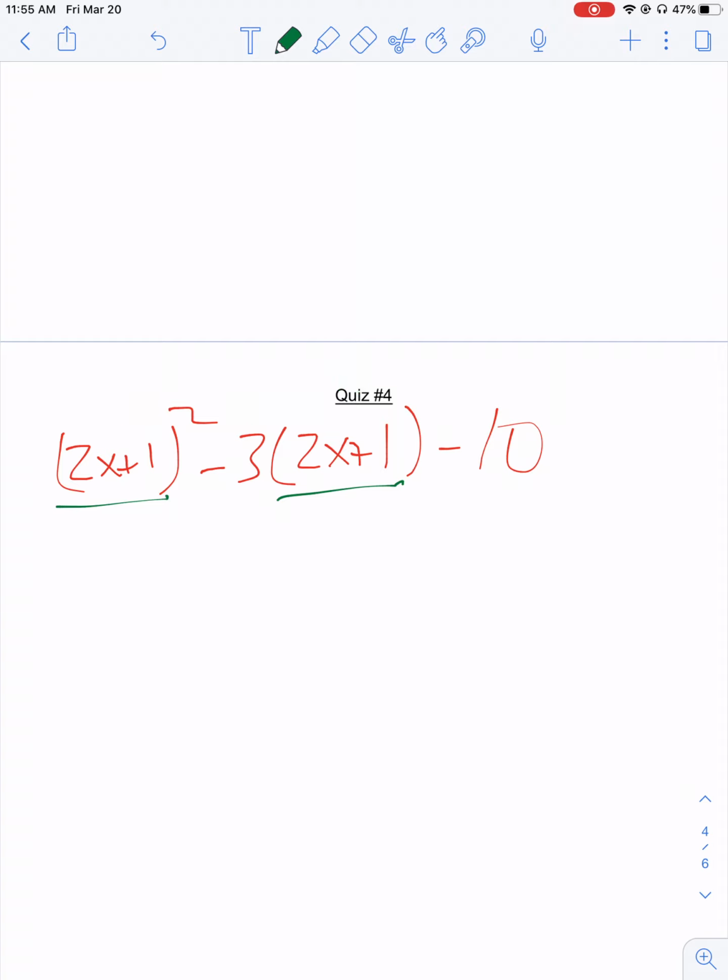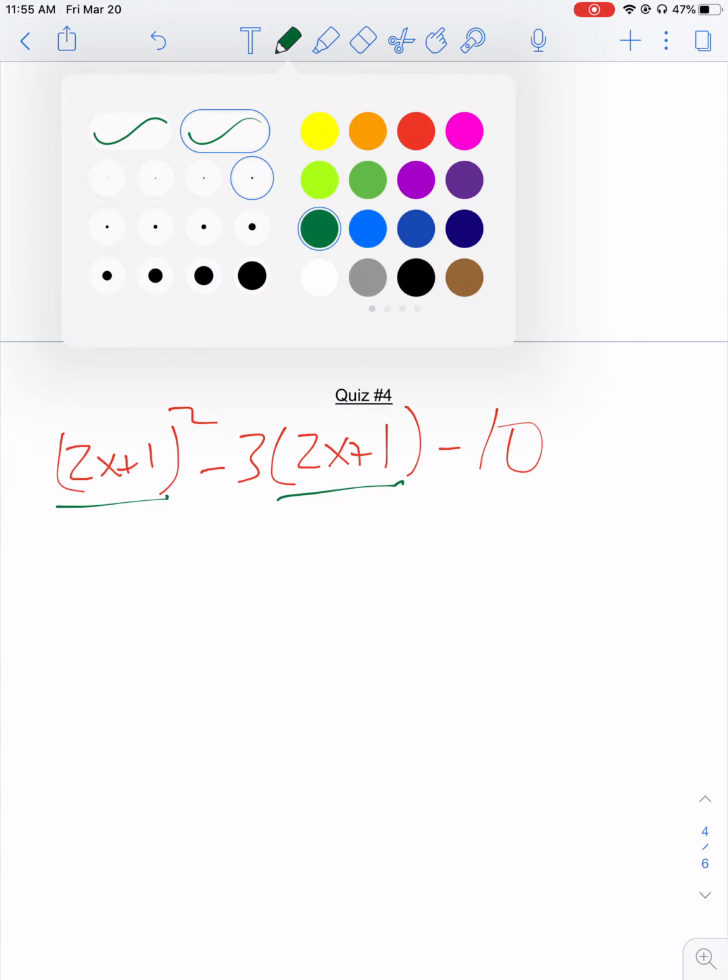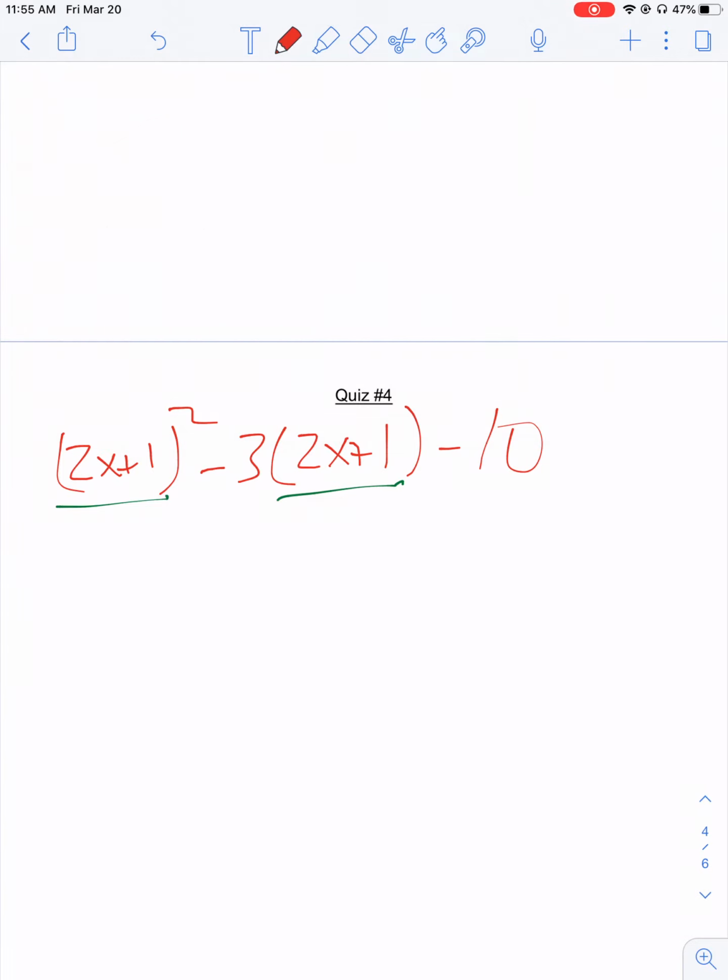The best way of doing a question like this, and I showed this to you in my notes, is to make this look a little nicer. So because we have 2x plus 1 and 2x plus 1 repeating itself, I'm just going to substitute that with a variable that I'm not already using. So you could use y. I like to use m because sometimes y is also being used. So I'm going to let m equal 2x plus 1 and make this look a lot nicer. So I'm going to replace this by m, so this becomes m squared minus 3m minus 10.